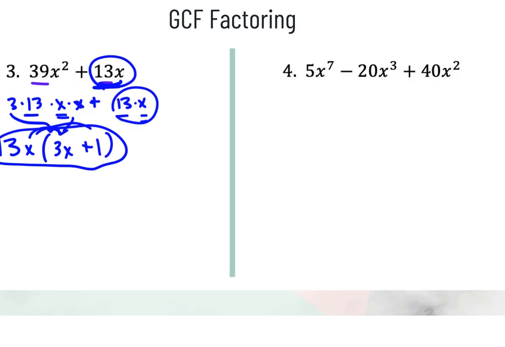Over here, 5x to the 7th, 20x to the 3rd, 40x squared. So the thing that's coming with the number is going to be x, with 5, and the number of x's is going to be 2. So I'm going to be left with x to the 5th minus 4x plus 8. That would be the factored answer.